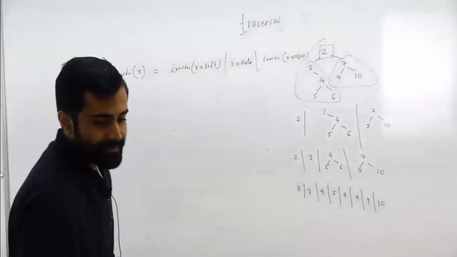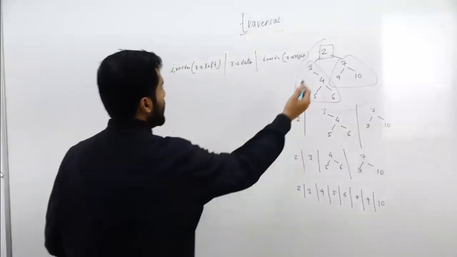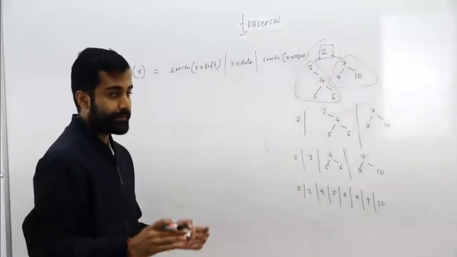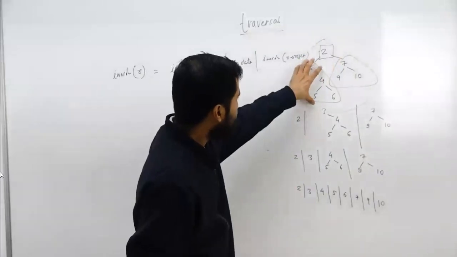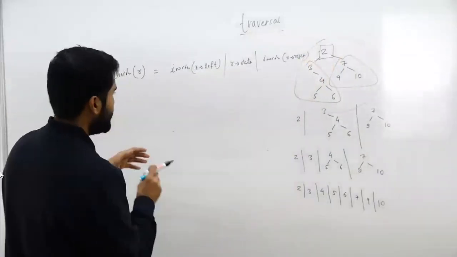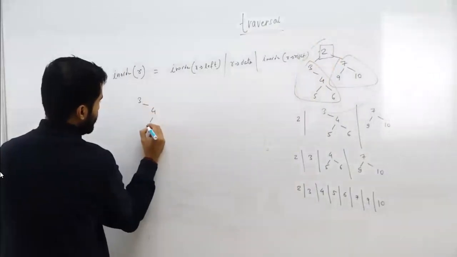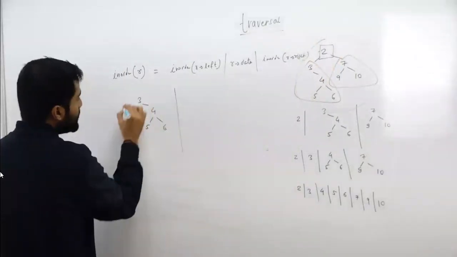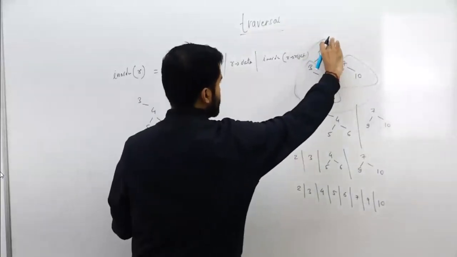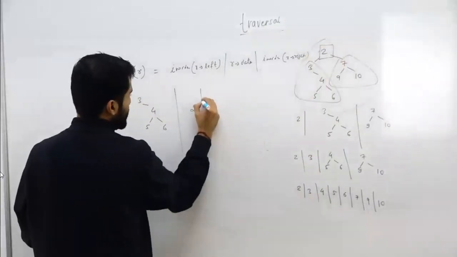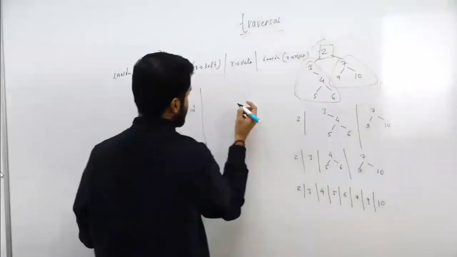See, it's again too easy, right? Because in order traversal, what it means is you will first print the entire left subtree. So let's draw the entire left subtree somewhere, which is 3, 4, 5, and 6. After the left subtree, you print the root, which contains value 2. And after that, you print the entire right subtree.